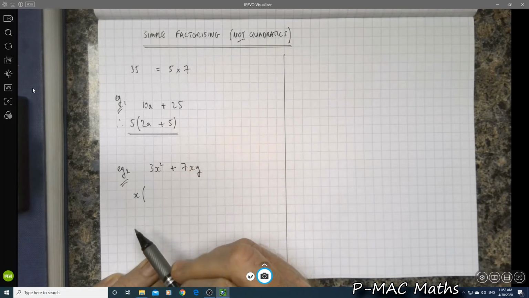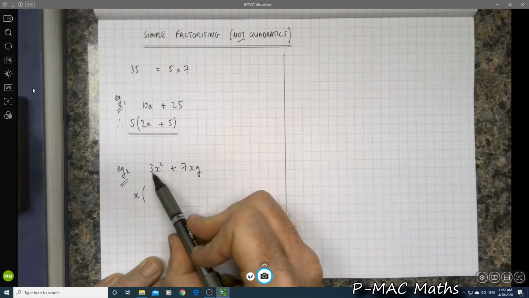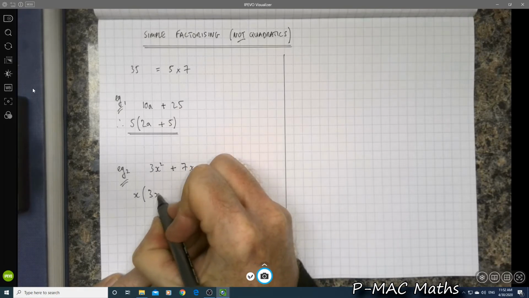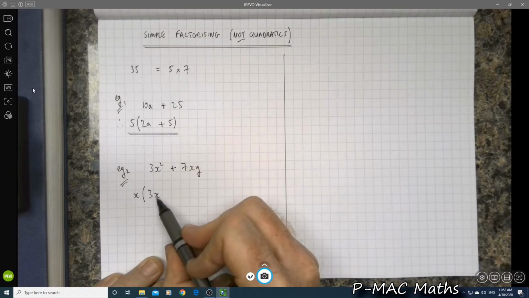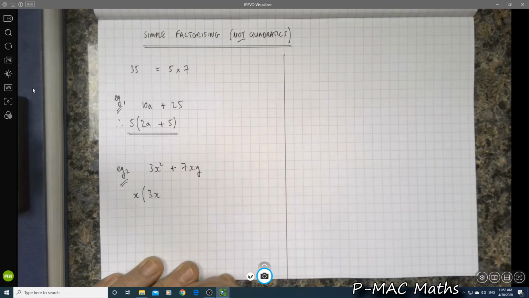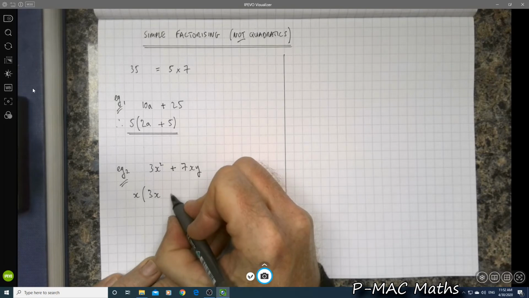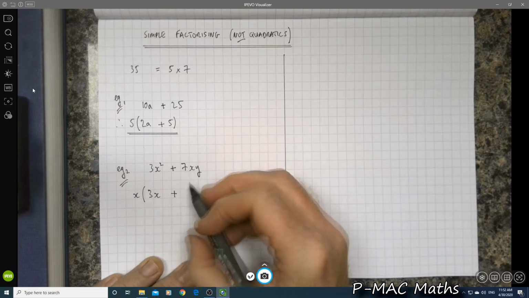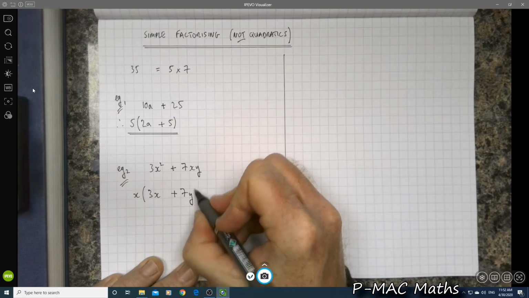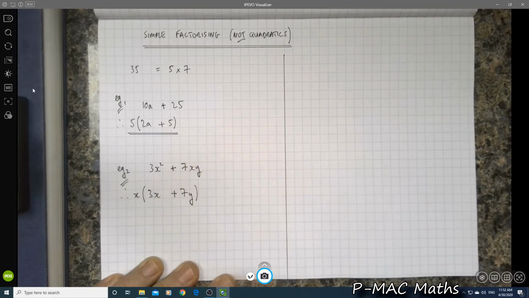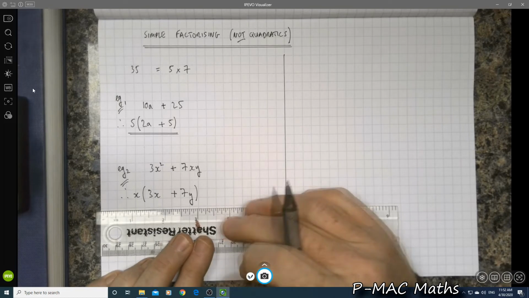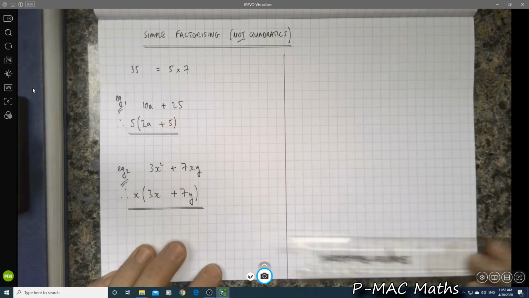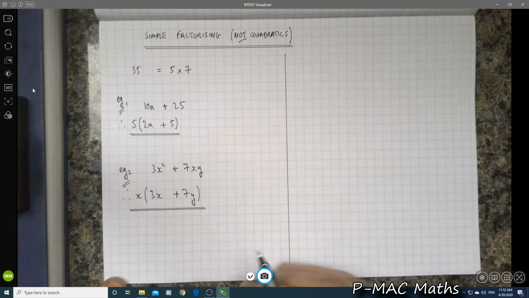Now I've got to think to myself, what do I multiply x by to get 3x squared? Well, I need another 3 and an x. 3x times another x is 3 lots of x squared. Plus 7xy, I've already got the x, I just need 7y to complete my factorisation. Underline my answer. Third example.